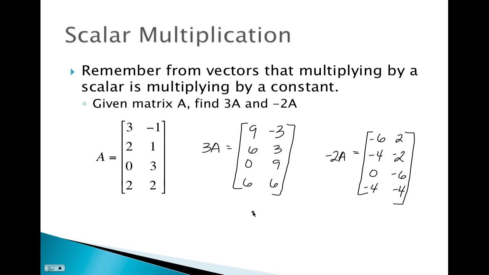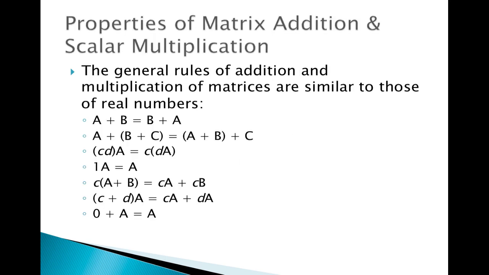So now that we've done addition, subtraction, and scalar multiplication, we're actually going to review some of the properties of matrix addition and scalar multiplication. And these rules are ones that we have seen before. We've seen them with vectors, we've seen them with addition of real numbers, things like that. So the same rules apply. So for example, if we add matrix A plus matrix B, that's going to give us the same value as if we had added matrix B to matrix A, and so on and so forth.